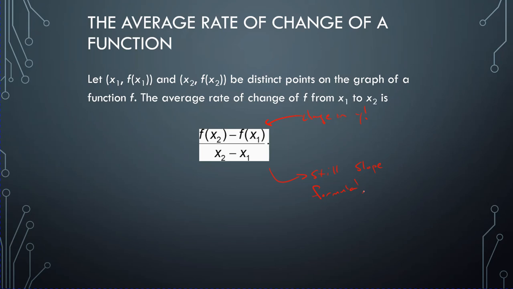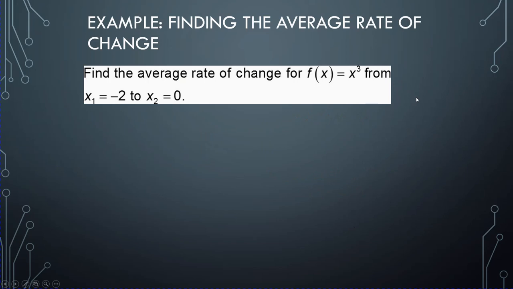All right, so let me do an example here, and then I'll try to explain it for you. Find the average rate of change of f of x equals x cubed, from x1 equals -2 to x2 equals 0. Let me briefly show you what this graph looks like. We know it's a cubic, so a cubic is going to look like this. I want to find the average rate of change from x equals -2 to x equals 0.